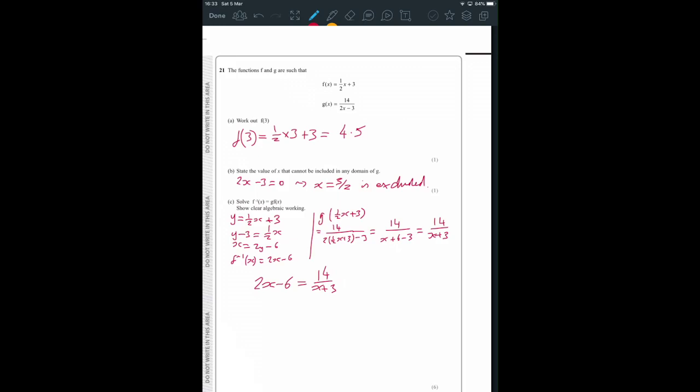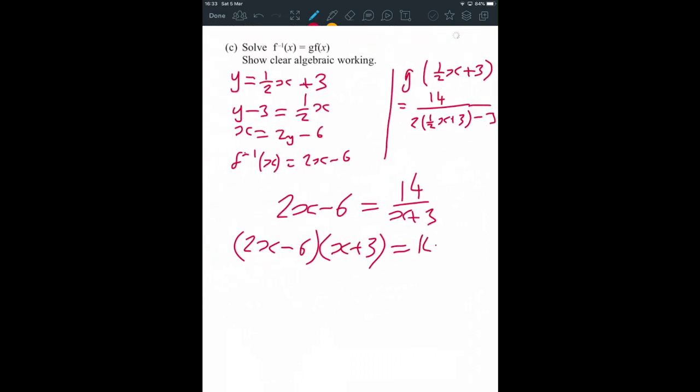I don't like fractions. I'm going to multiply up, noting that I have put brackets in here as I'm multiplying the whole of the 2x minus 6 by the x plus 3. Expanding that out, 2x squared minus 6x plus 6x minus 18 equals 14. Notice there was some difference of 2 squares cleverness that you may have spotted early.